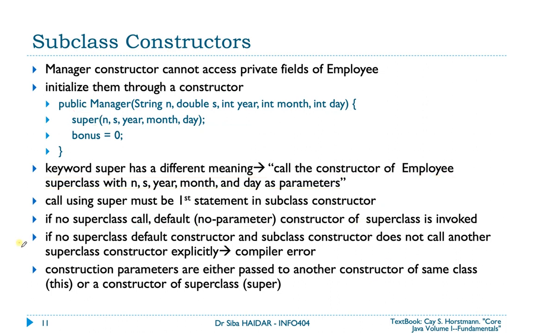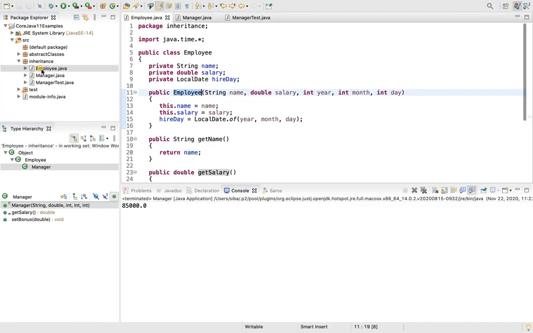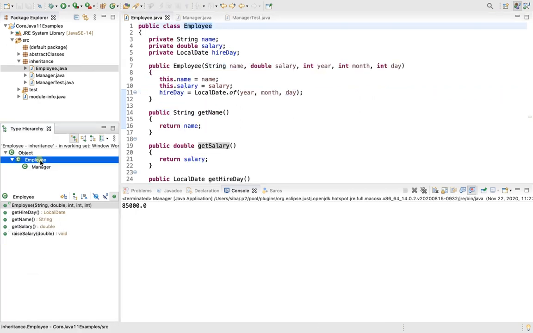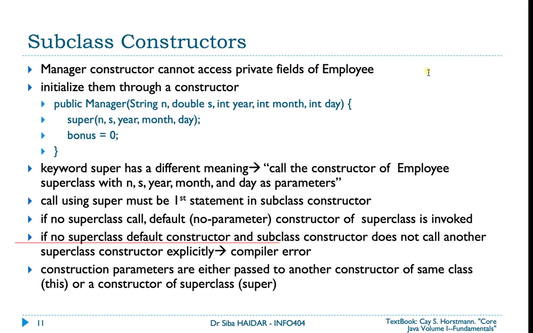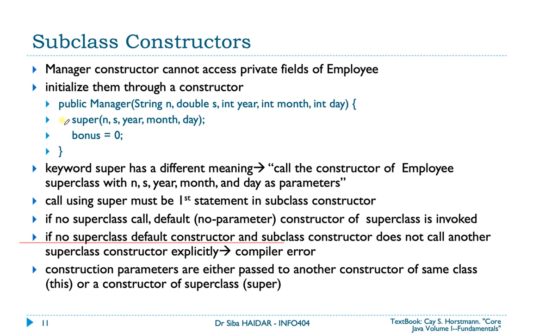And here is the danger. If no superclass default constructor exists, just like in this example inside Employee, let's click on Employee. We have only one constructor, as you can see, and it is not the default constructor. It is a constructor with 4 parameters. So in this case, if we didn't put this explicit super call and the constructor does not call another constructor explicitly, there will be a compiler error.